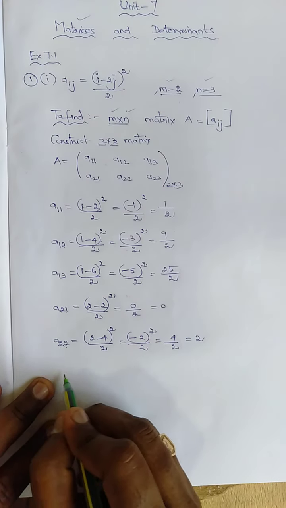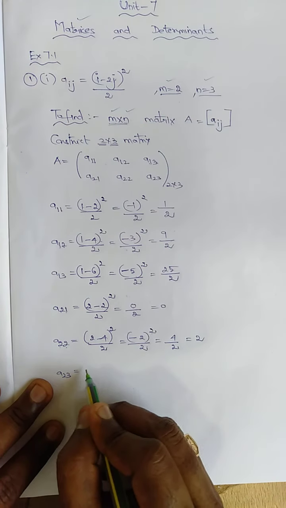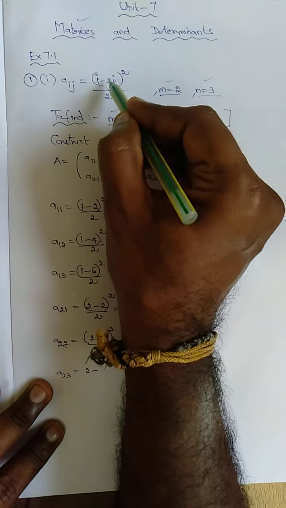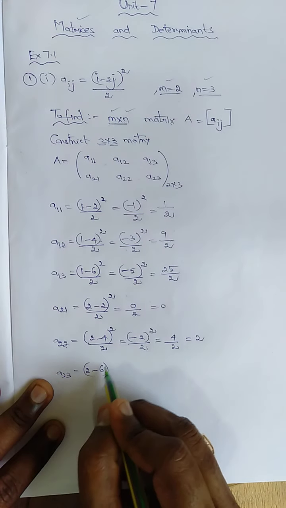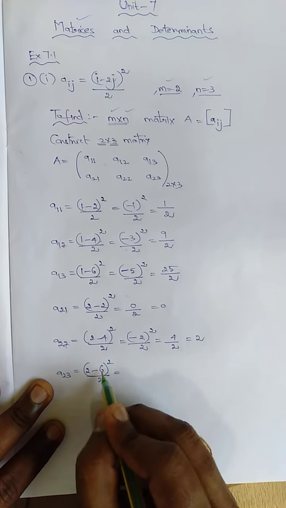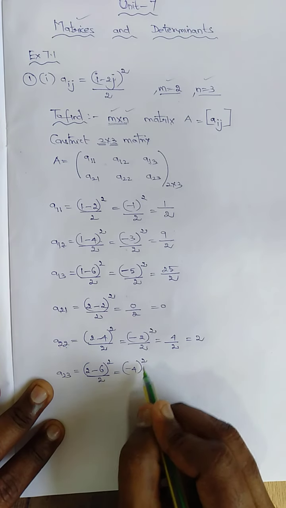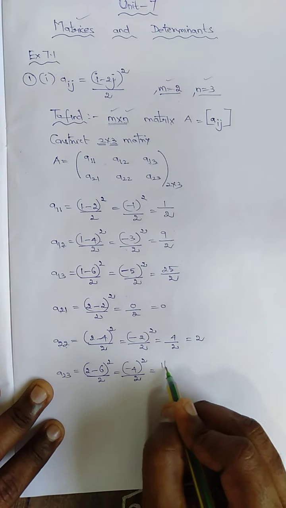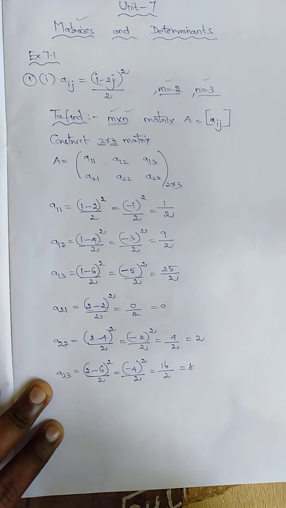After A22 I need to find A23. Apply here 2, here 3. So 2 minus 2 3s are 6. 2 minus 6 the whole square divided by 2. 2 minus 6 is minus 4. Minus 4 the whole square divided by 2. Minus 4 the whole square is 16. 16 by 2 is nothing but 8.